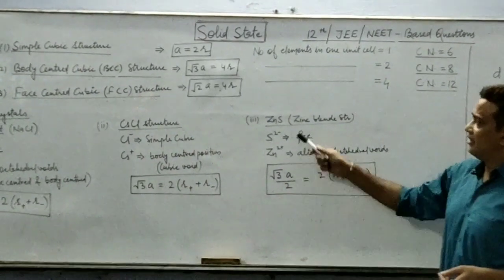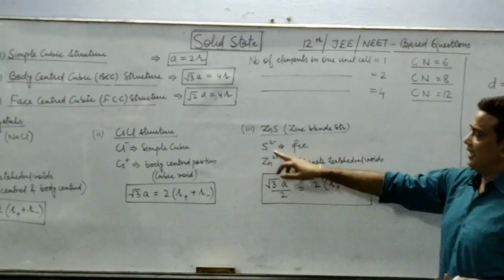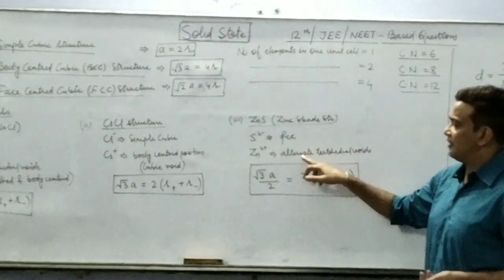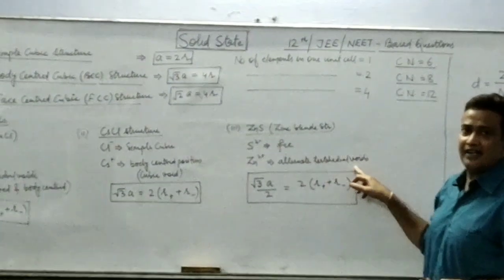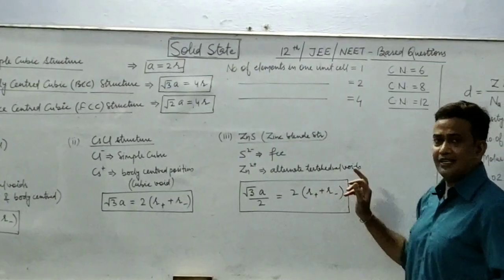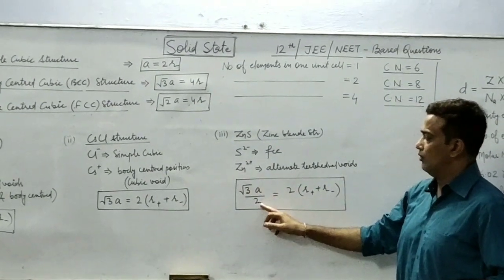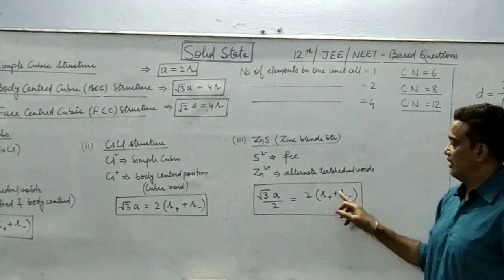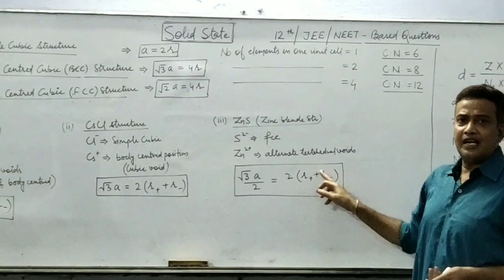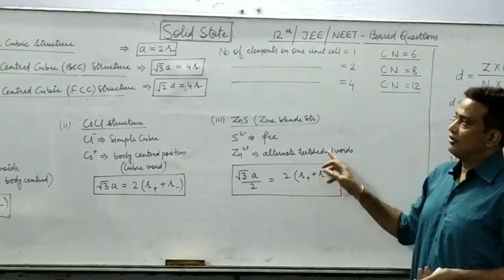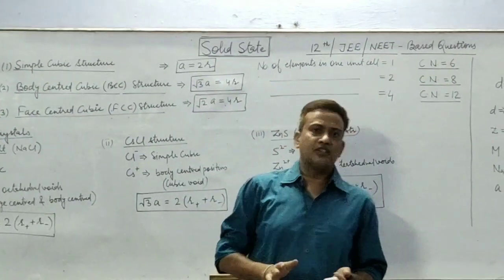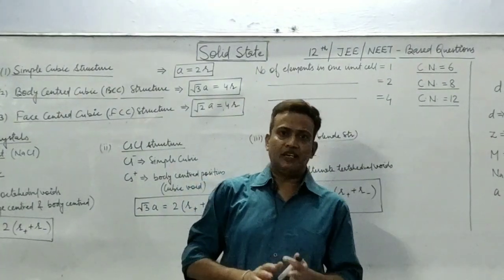Another type of structure is zinc blende structure, ZnS structure, in which sulfide ions are crystallized in FCC unit cell and Zn 2 plus are present at alternate tetrahedral voids. The formula between a and cation and anion radius is root 3 a upon 2 is equal to r positive plus r negative, where a is the edge length, r positive radius of cation and r negative radius of anion. So students, you have to learn all these formulas to solve the questions related with solid state.